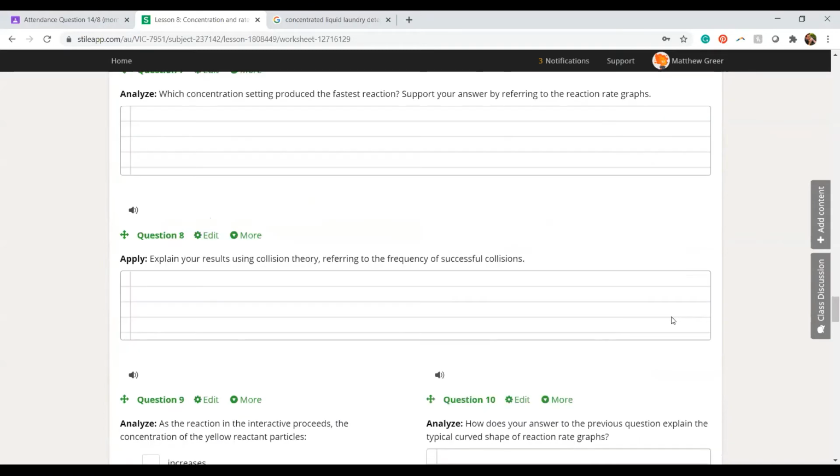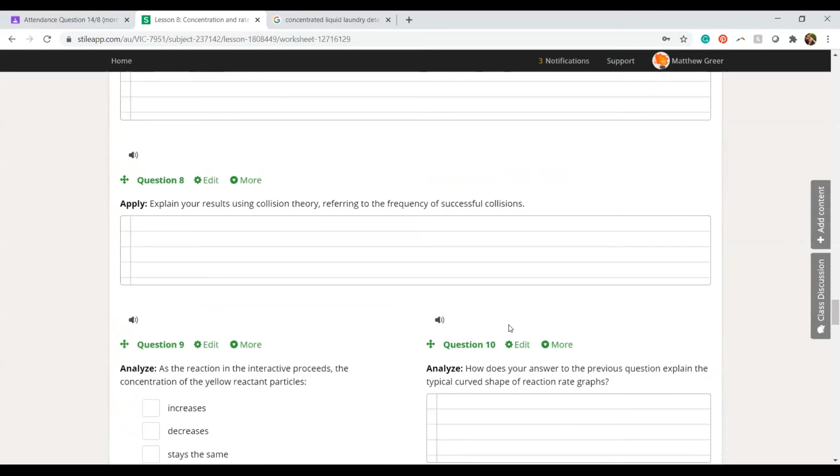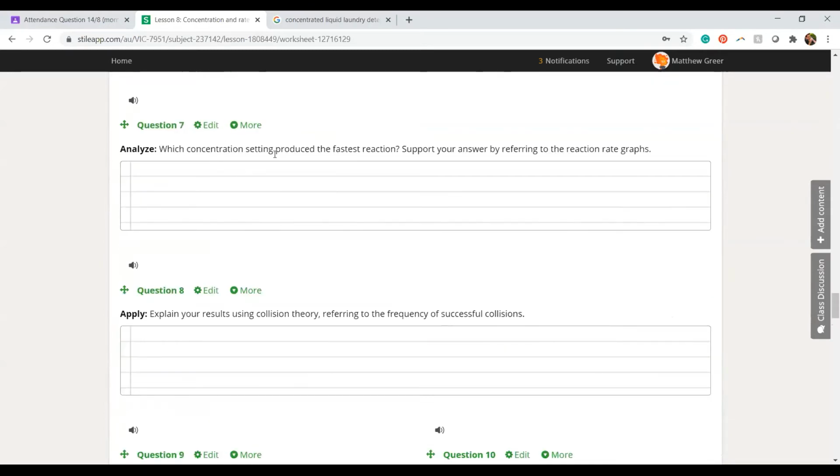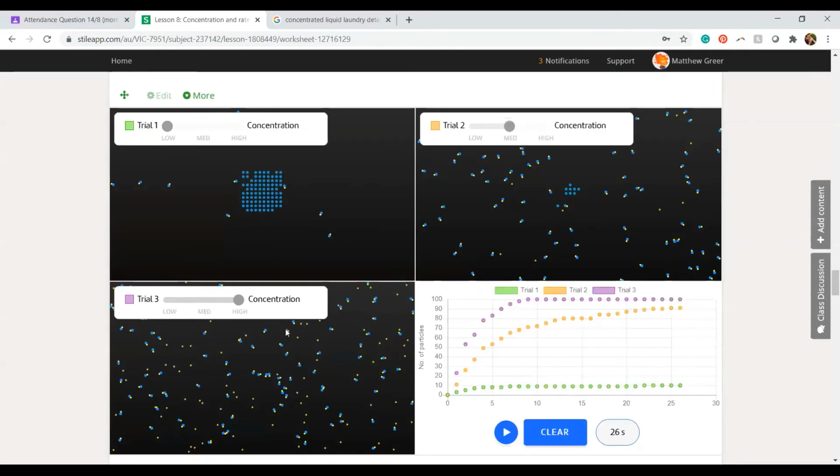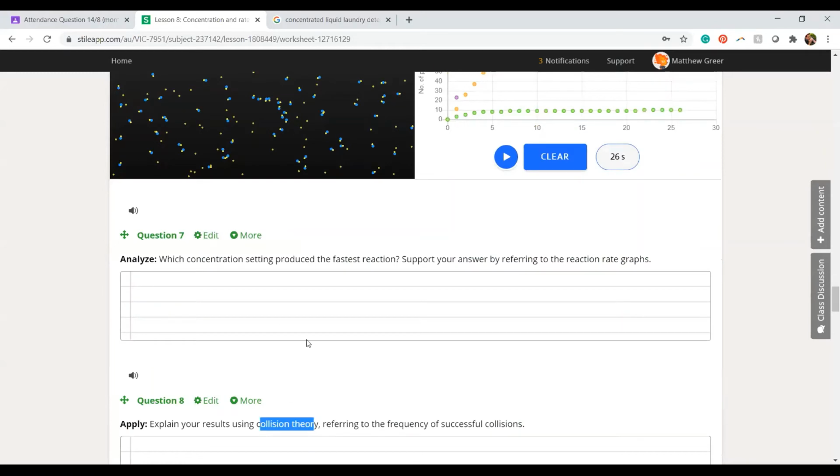So then that should help you answer these questions here. Which concentration setting produced the fastest reaction? Explain your results using collision theory. By the way, collision theory is like, okay, they are more likely to get a collision in this reaction because why? Explain it.